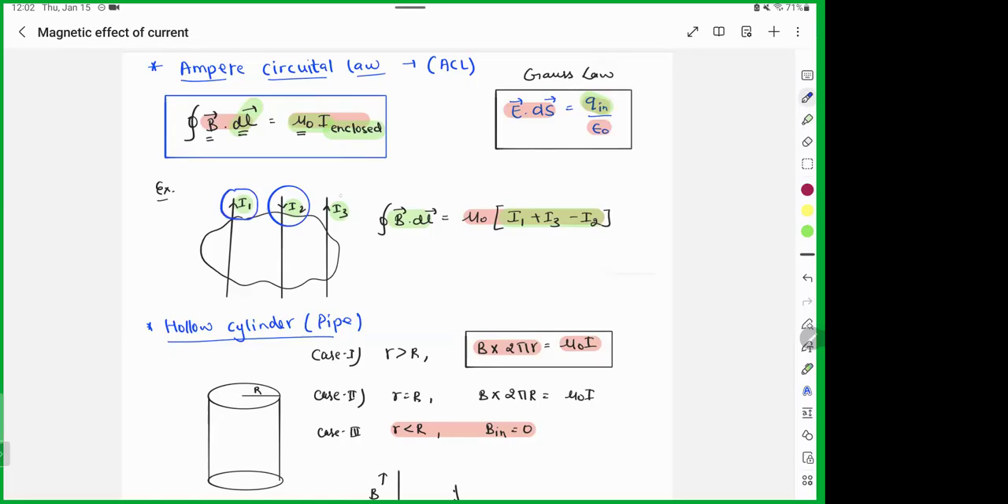Any doubt, guys? Simple addition, but you have to consider the direction of the current. Got it?